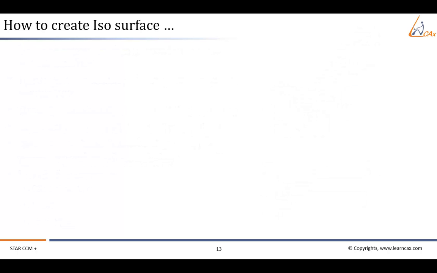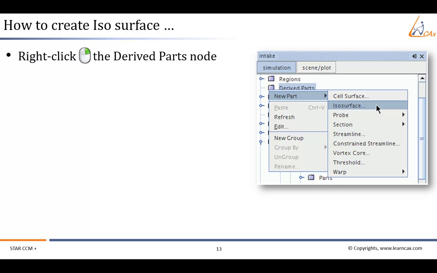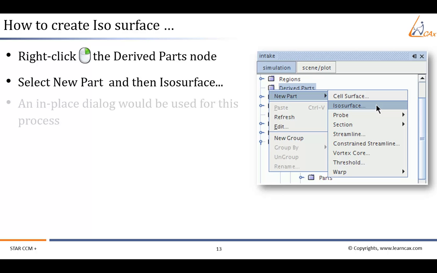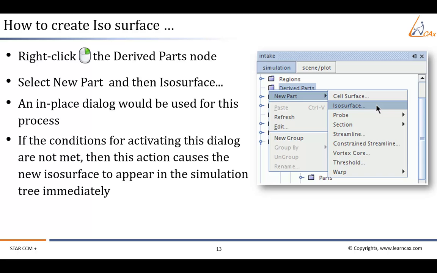How do we create an isosurface? To create an isosurface, right-click the derived parts node. Click on New Part and then on Isosurface. Typically, an in-place dialog can be used for this process, and it will appear as soon as you execute this pop-up menu action. But if the conditions for activating this dialog are not met, then this action causes the new isosurface to appear in the simulation tree immediately. Then define the part using the properties.